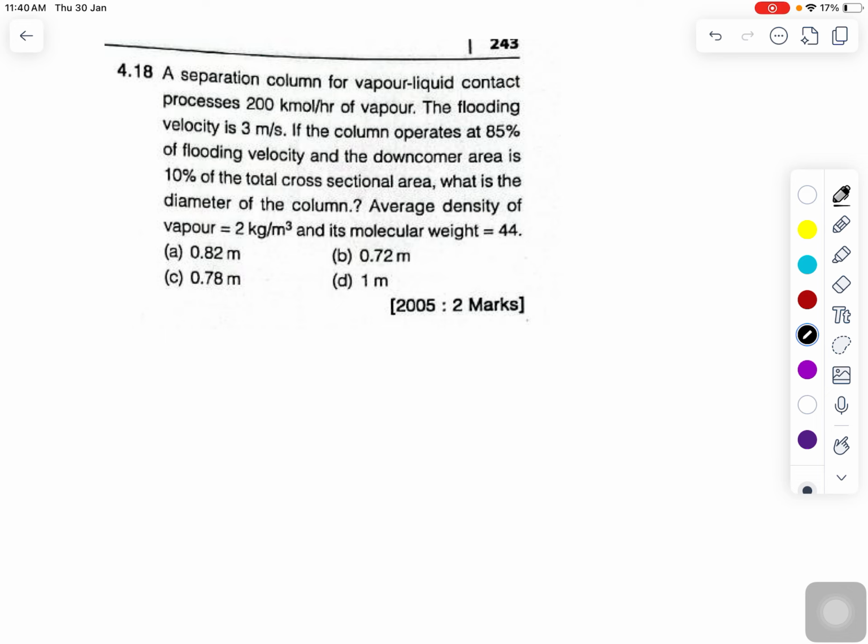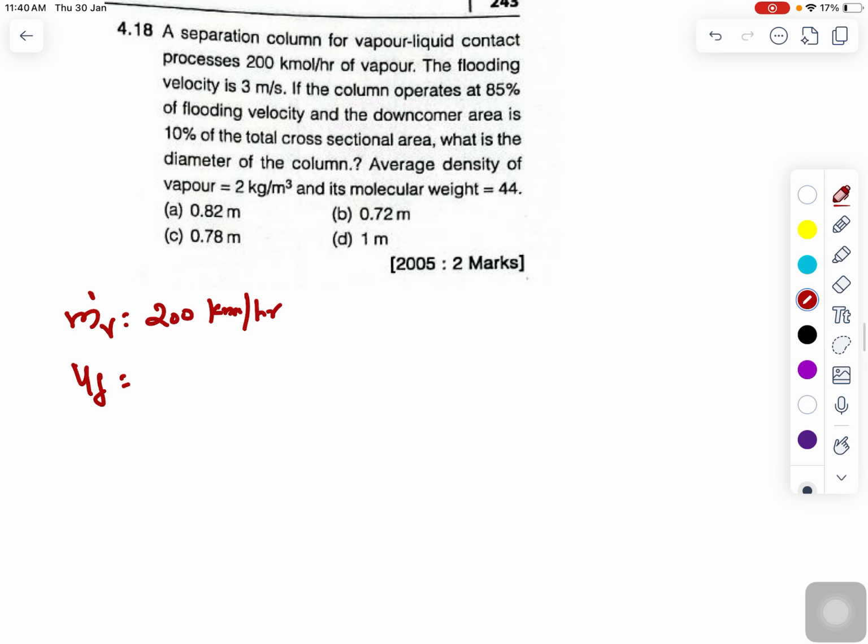Okay, so with that we'll move forward towards the next question. The question says that the separation column of vapor liquid contact process is 200 kilomole per hour of vapor. So the mass flow rate of vapor equals 200 kilomole per hour, and the flooding velocity UF is given as 3 meter per second. The column operates at 85% of the flooding velocity. So the operating velocity of the distillation column is equal to 0.85 of U flooding, right?